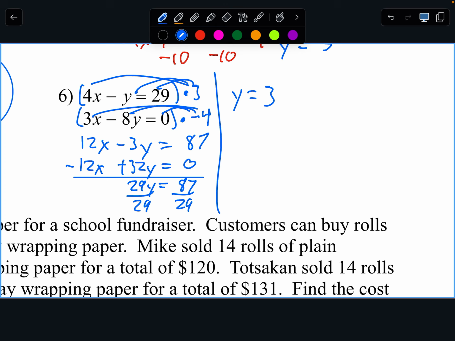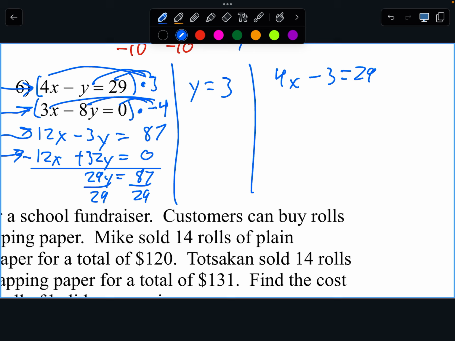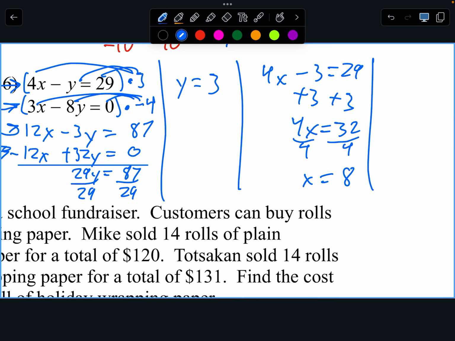Now, we can plug it into any of these 4 equations. Doesn't matter. Which one do you guys want to use? First one sounds like a great option. We have 4x minus, instead of y, we have 3 equals 29. Plus 3, plus 3. 4x equals 32. When we divide by 4, we get x equals 8. So we have the solution of (8, 3), and another perfect circle.